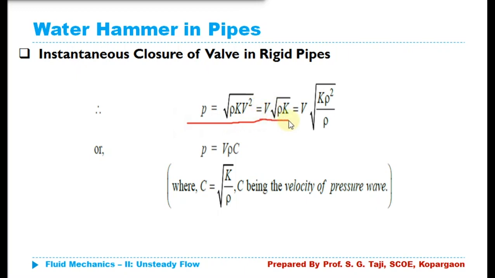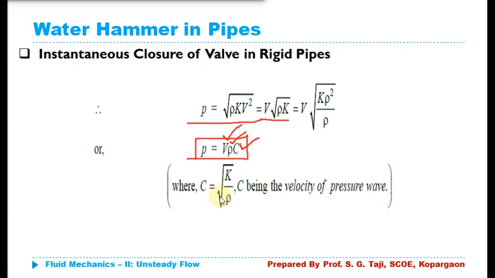So I will get v under root of density multiplied by k. Now if I want to take this density outside from the integration, just multiply and divide this equation with the density. So inside it will become square and divided by rho. So I will get the equation as p is equal to v rho c, where v is the velocity of flow, rho is the density of liquid, and c is the velocity of pressure wave.